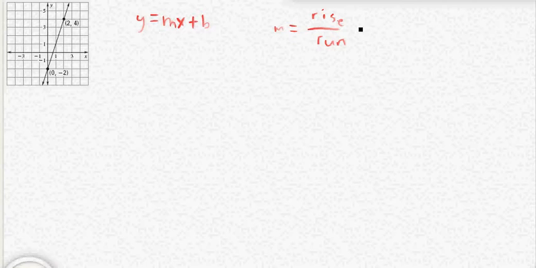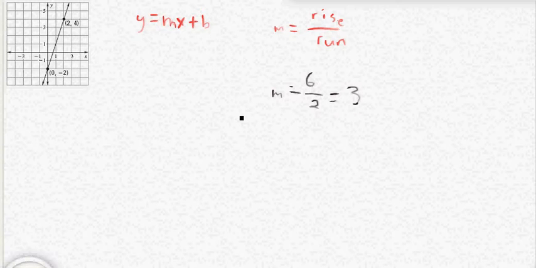So we can say that for this one, our m is going to be 6 over something. And then our run: when we're done with our rise, we're right here, and the run is just how many over. So we start here and we go over 1, 2. So it's 6 over 2, and if we reduce that, 6 over 2 is 3. So our slope is 3.